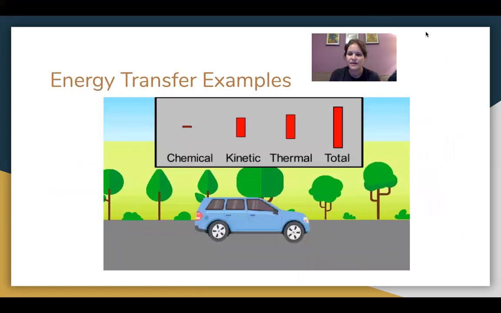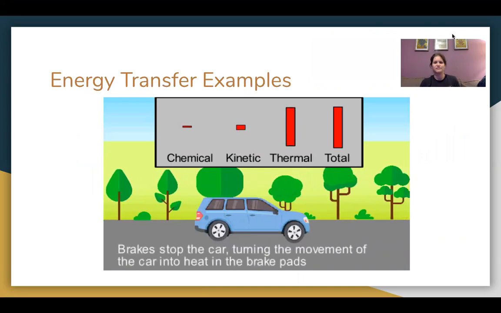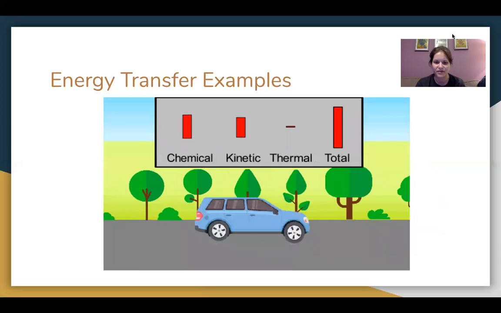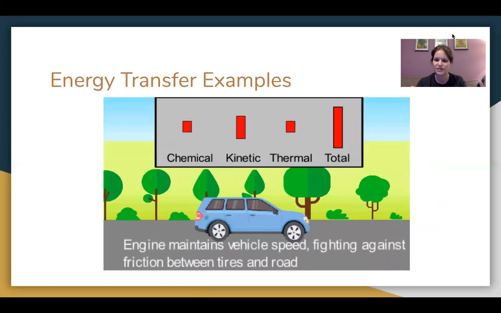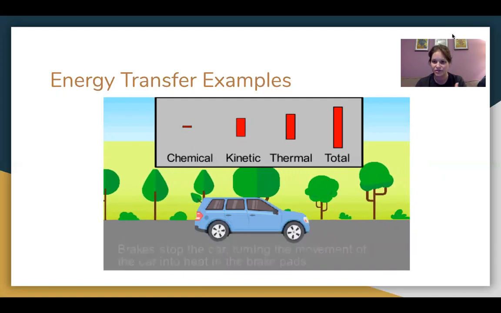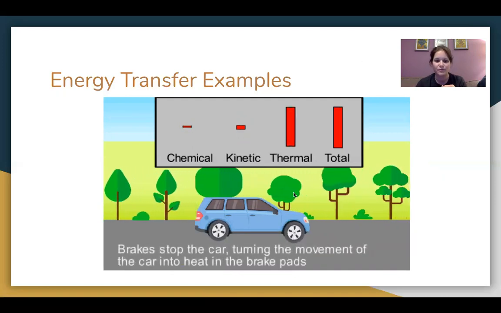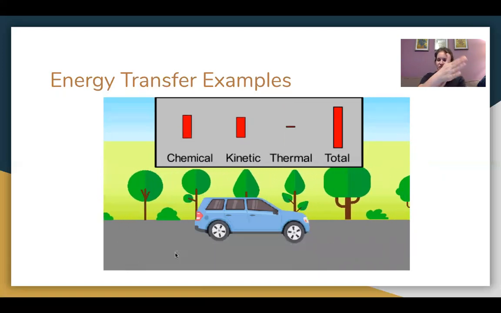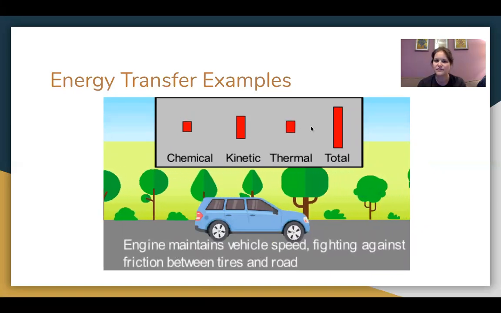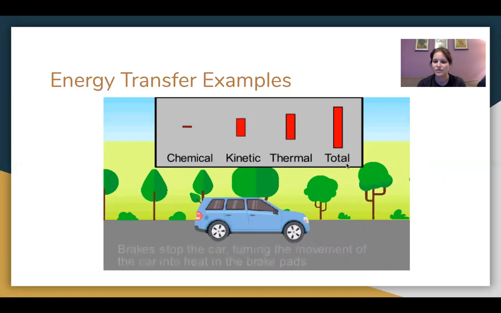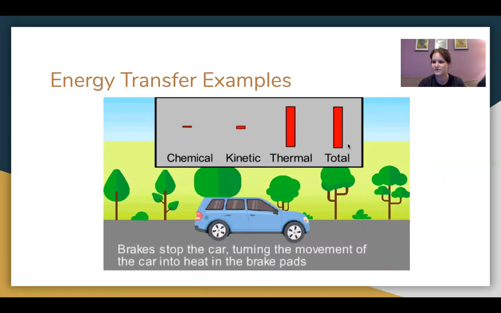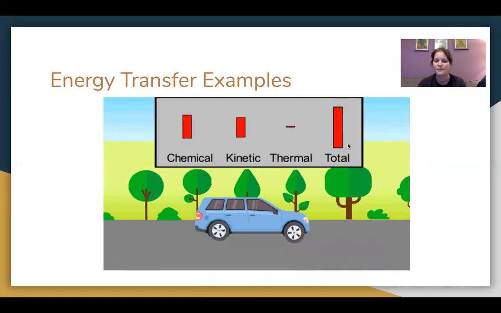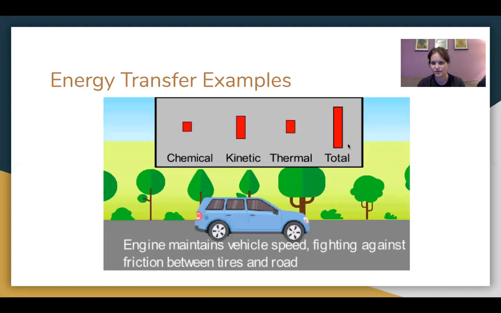Okay, and then just an example for you of energy transfer. In this example, we have the car as it accelerates, it's turning chemical energy, the gas, into kinetic energy. It's in motion. And then when the brakes are stopping the car, that rubbing, that friction of the brakes on the wheels creates a lot of thermal energy. But notice that this total amount of energy that the car has is always the same. So it's going to change forms and it might move from one object to another, but it will always be the same total amount of energy.